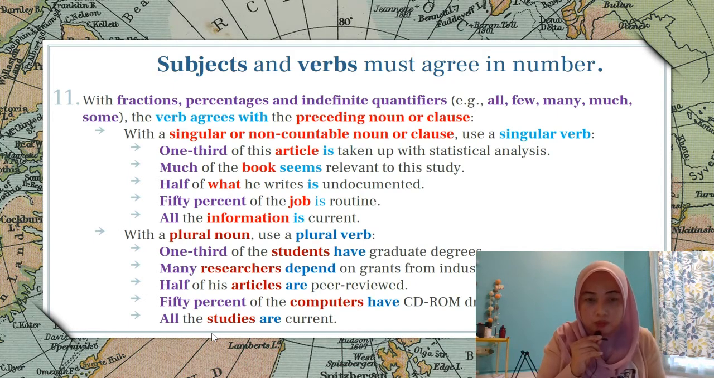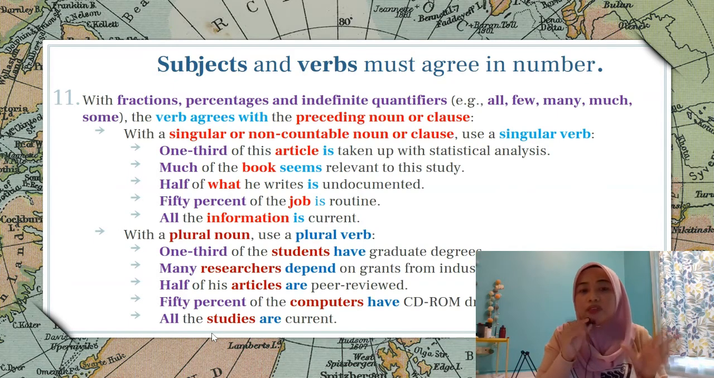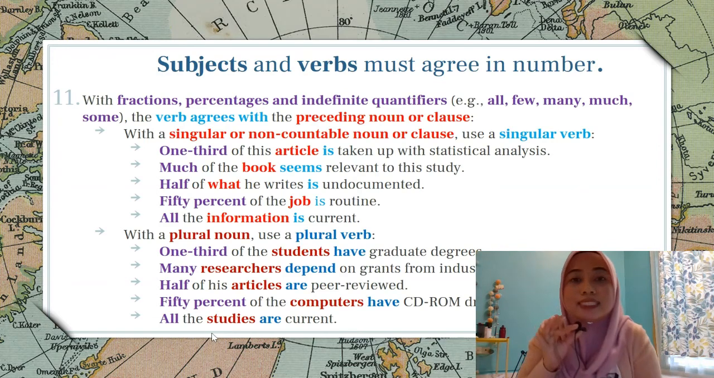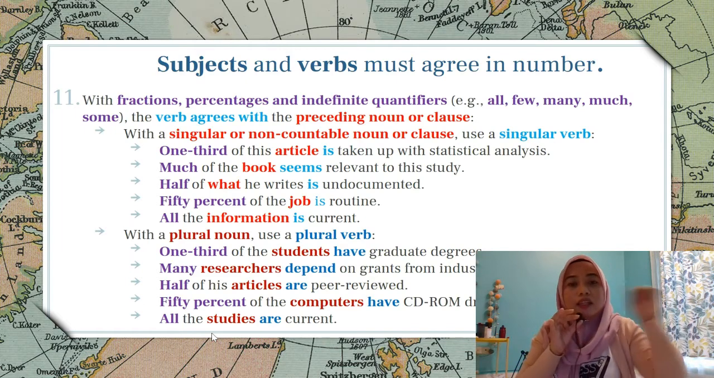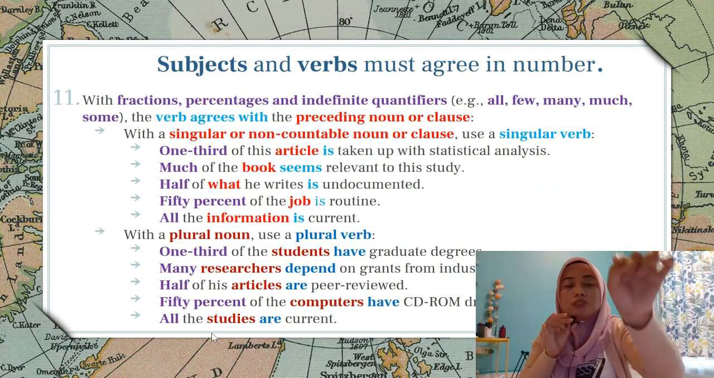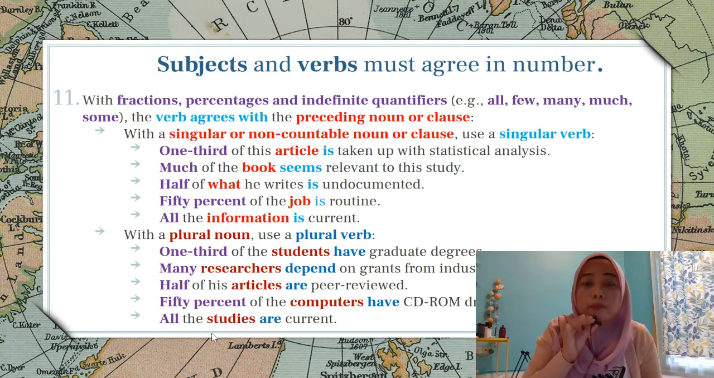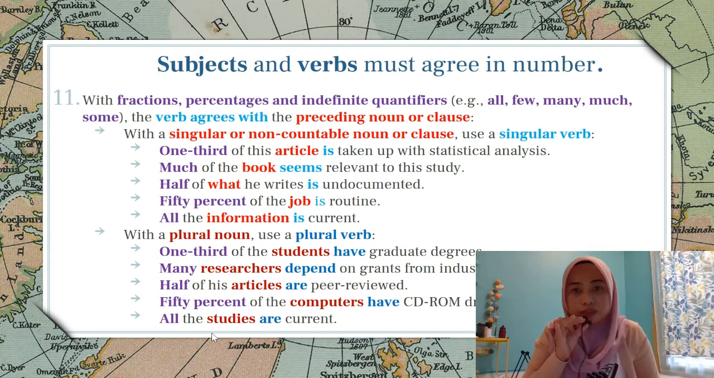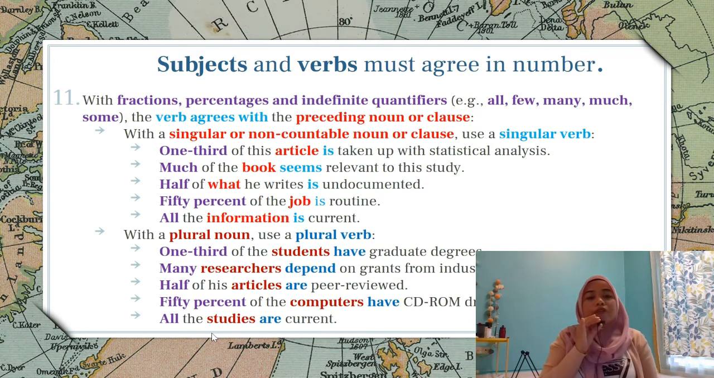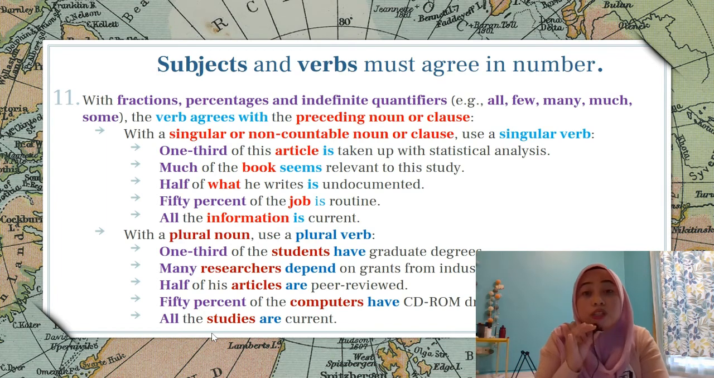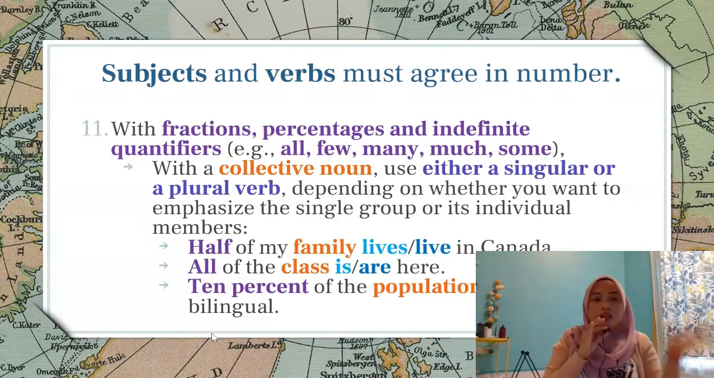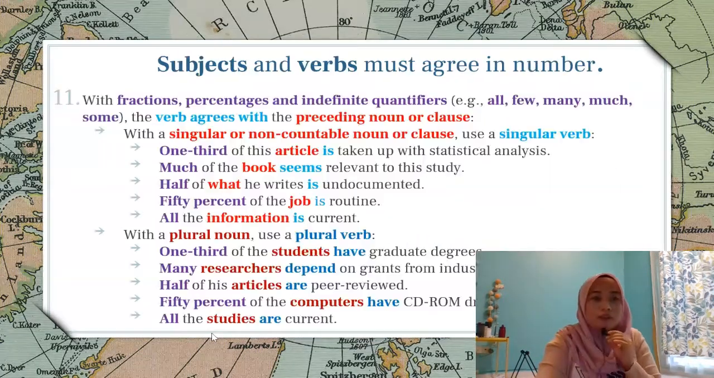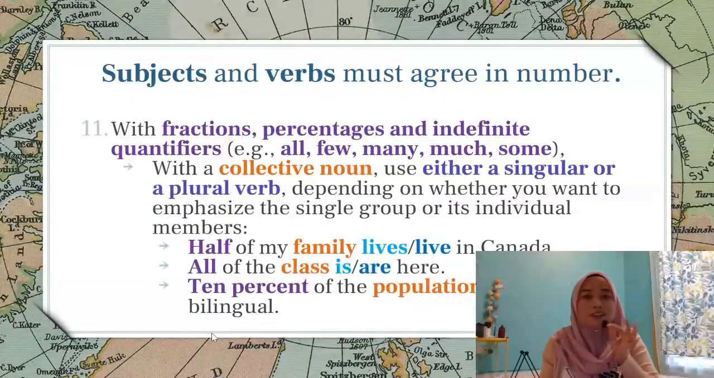Okay, what about plural now? So let's have a look. 1/3 of the students. So the plural here is students. Hence, the verb that you use has to be plural as well: have graduate degrees. Okay. 50% of the computers, plural, have CD-ROM drives. Okay. All right. Now this is rule number 12, I knew something was wrong there.